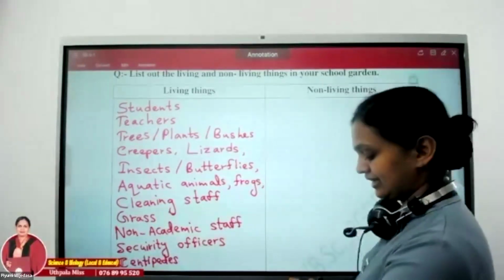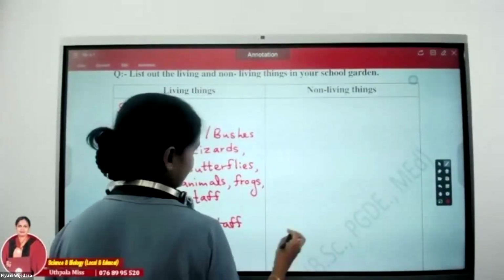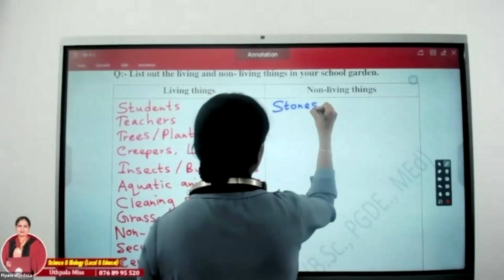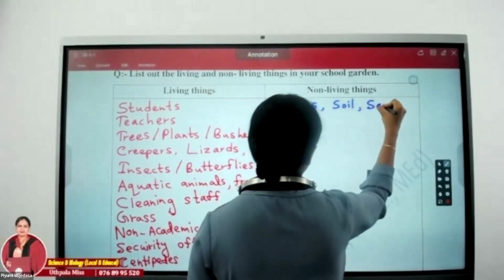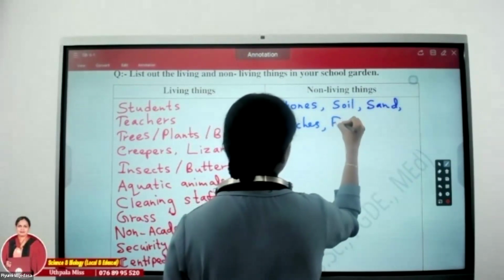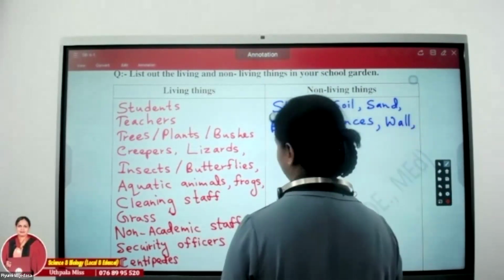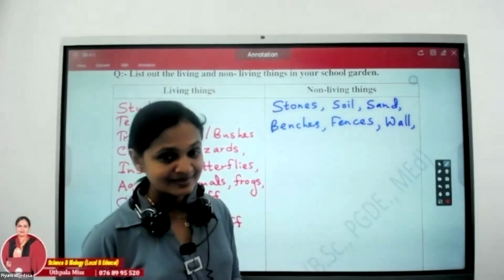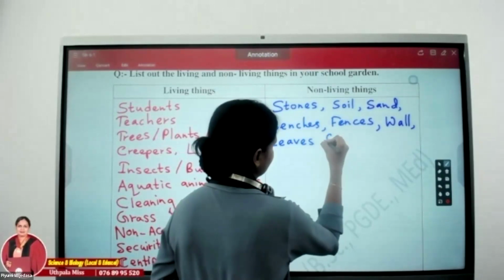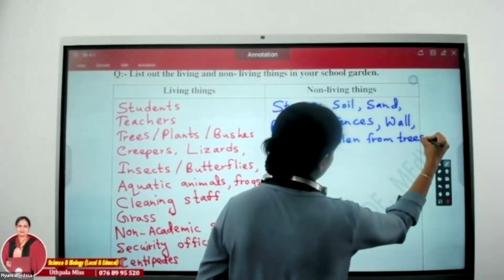Then shall we write the non-living things? Non-living things. What did you write? Stones. Sand. Soil. Rocks. Benches. Ponds. Fences. Furniture. Pens, walls. There are parapet walls. Leaves fallen from trees. Rubber pot. Statues.